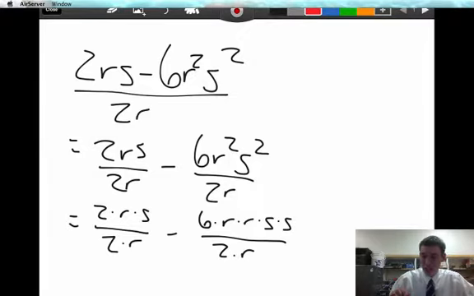Remember last time how if we had a 2 and a 2, 2 divided by 2 is just 1, so they cancel. So it looks like this. We have r divided by r, they cancel, so that just leaves us with an s up here. And then we have a negative 6 and a 2, so negative 6 divided by 2 is a negative 3.